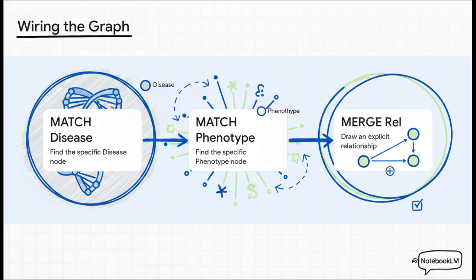First, we match the specific disease node. Second, we match the phenotype node. And finally, we use MERGE to draw an explicit typed relationship between them. Now, pay attention here, because this is a crucial best practice. Beginners almost always use CREATE, but that just blindly duplicates data. MERGE is way smarter. It creates the relationship if it doesn't exist, but if it's already there, it just leaves it alone.